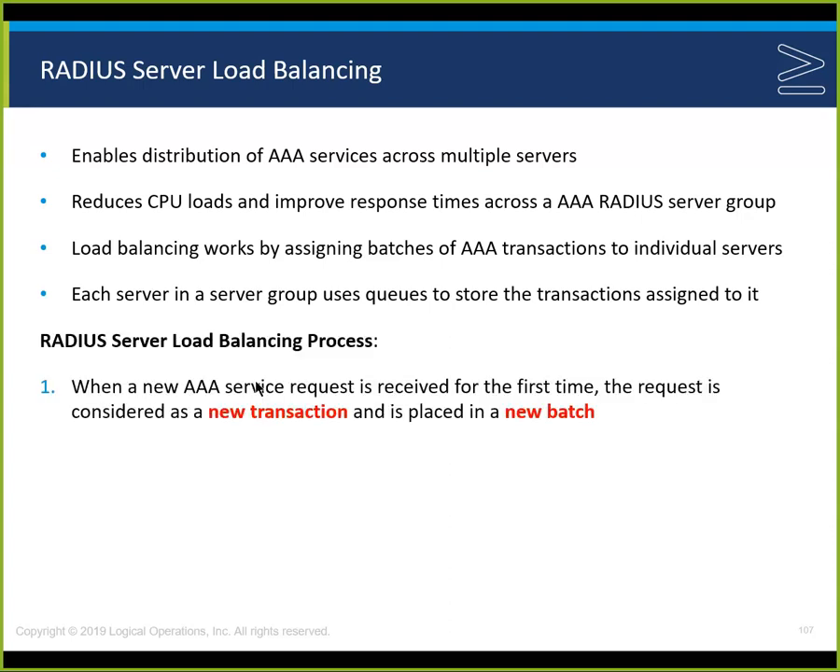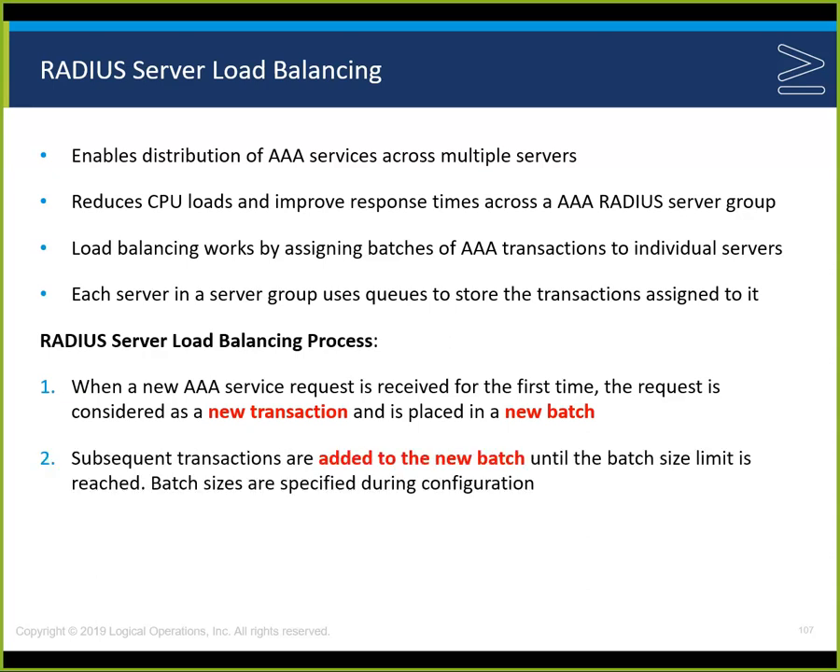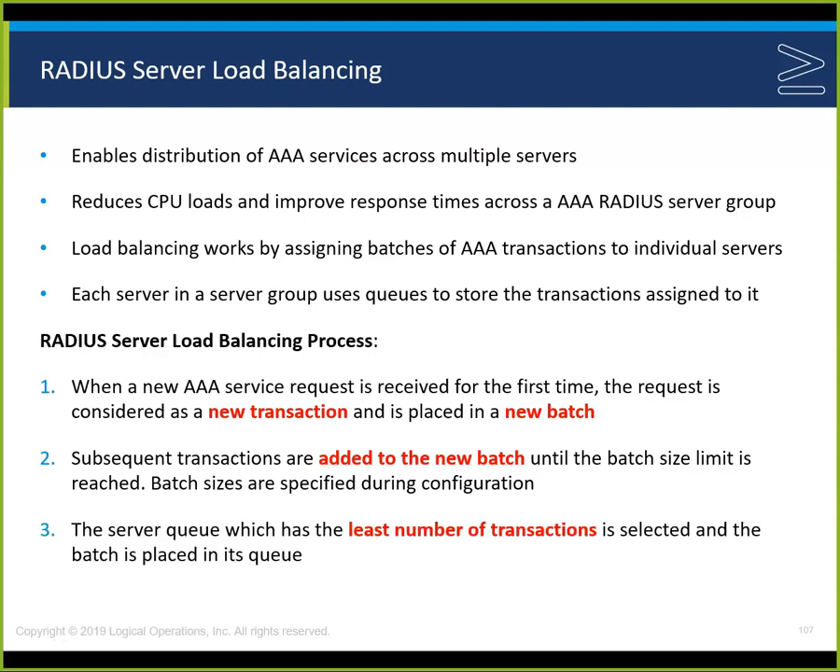The load balancing process: a new service request received for the first time is considered a new transaction and is placed in a new batch. Subsequent transactions are added to the batch until the batch size limit. The batch sizes are specified during the configuration. Then the server queue that has the least number of transactions in it is selected, and that's where that batch is going to go, so that it can go through the authentication, authorization, and accounting process.